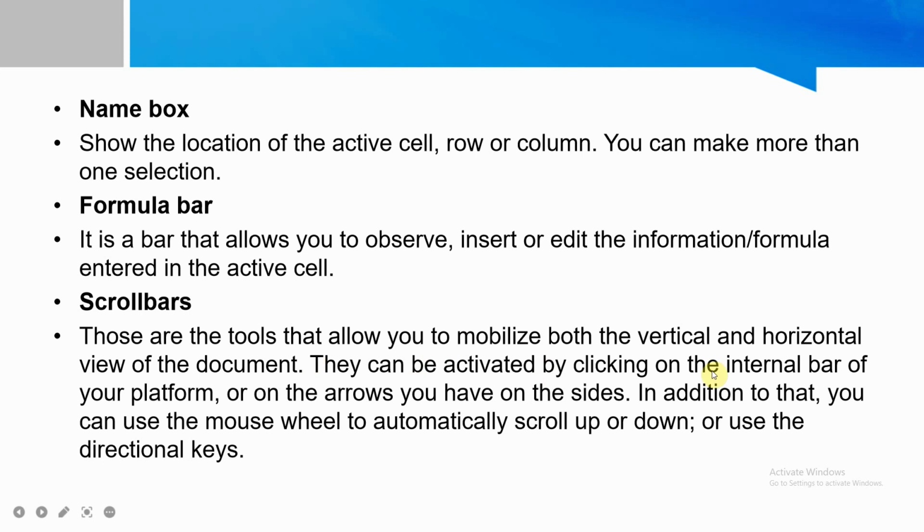You can activate scrolling by clicking on the external bar of the platform, or you can also use the arrows that you have on the sides. So aside from using the keyboard, you can just manually click on the arrow for the vertical or horizontal viewing you need. Also, the mouse wheel can scroll up and down the Excel document.